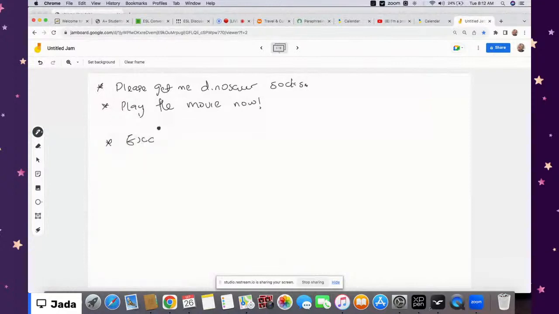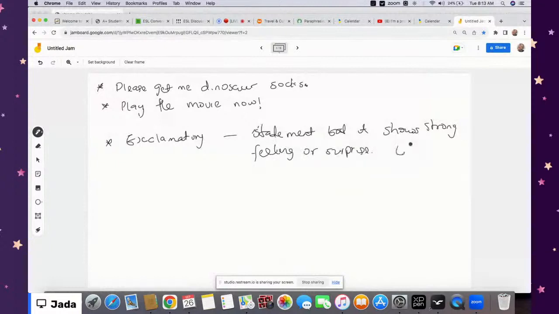And then also we can have exclamatory. An exclamatory is just like a statement. So we can have a statement word that shows strong feeling or surprise. So it has exclamation points. So just like the name, exclamatory sentence.